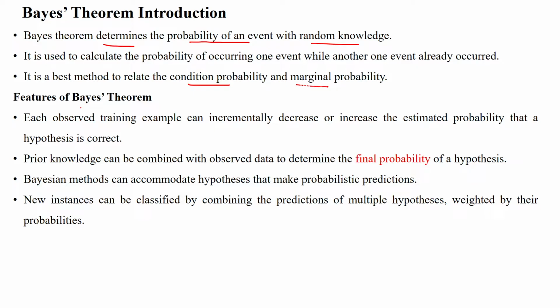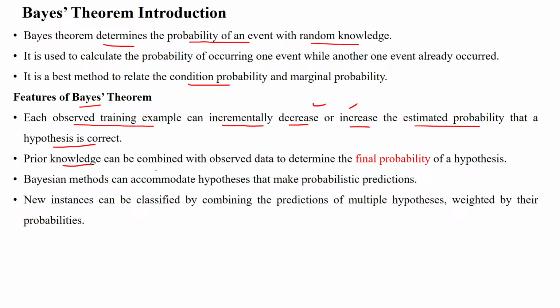So here the features of Bayes theorem is that each observed data point from the given data set can incrementally decrease or increase the estimated probability that a hypothesis is correct. That means we will guess the initial solution. That initial solution will be optimized either by incrementing or decrementing the value using parameter optimization.